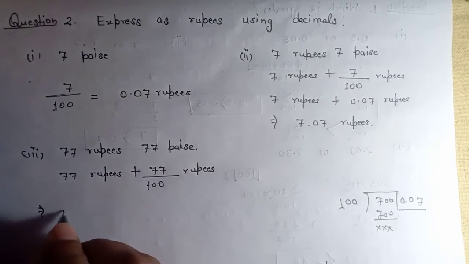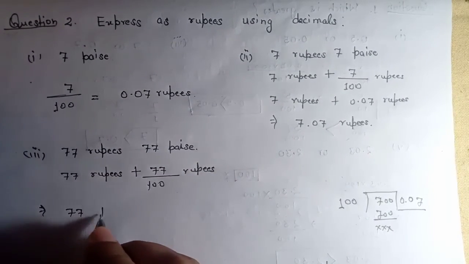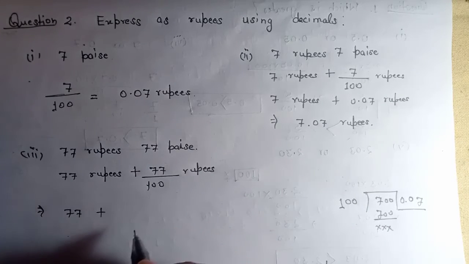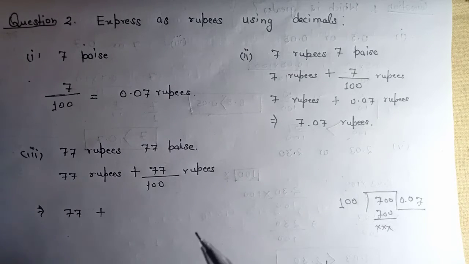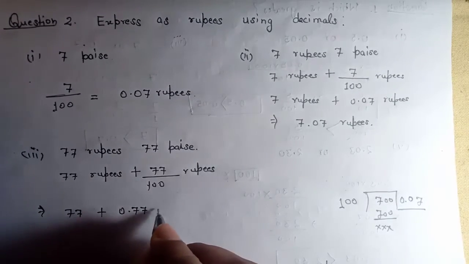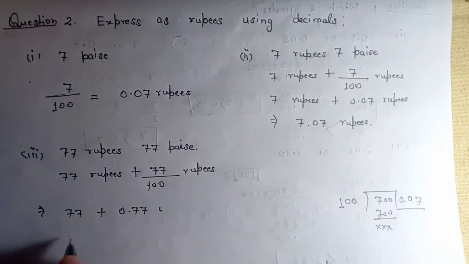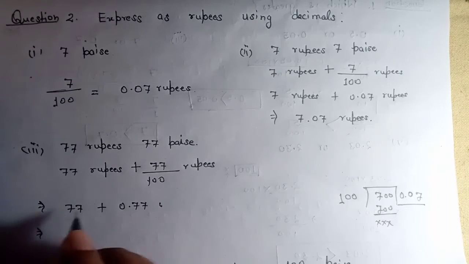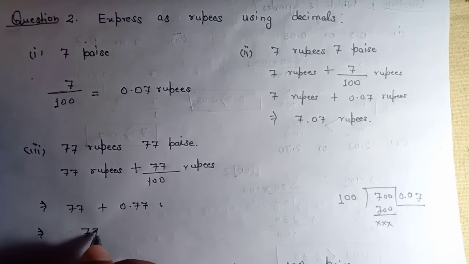Now when you divide this, it becomes 77 upon 100, and when you divide 77 by 100, you get 0.77, and this is the total amount. When you add these two numbers, you get 77.